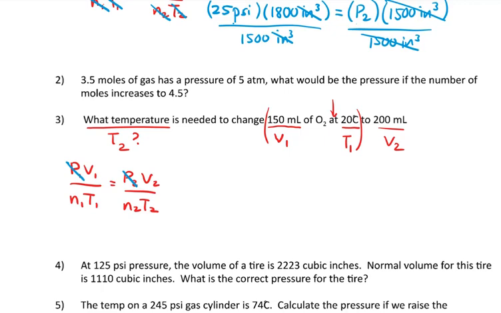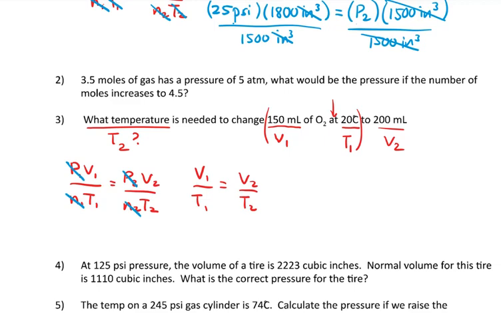And the number of moles isn't changing. Apparently there's no oxygen leaking or being added to this sample, so the number of moles is staying the same. I'm going to leave n out. And that leaves me with what? That leaves me with V1 over T1 equals V2 over T2. That's the equation that's left once I've canceled out those things that are being held constant.